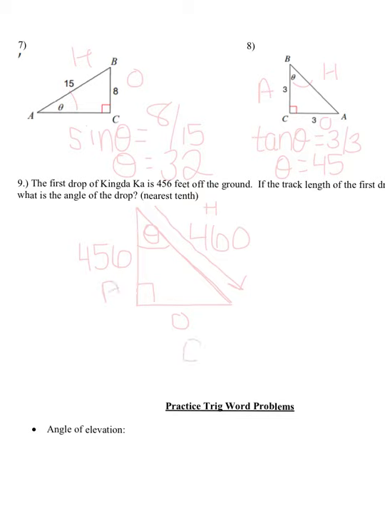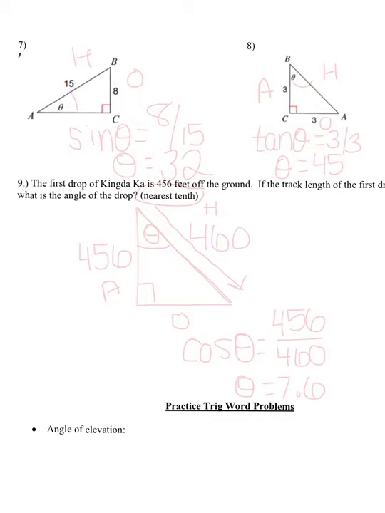Okay, so we're going to do the cosine of theta is equal to 456, adjacent, over hypotenuse, over 460. So we get theta equals 7.6. Again, you're going to hit second cosine 456 divided by 460. It says round to the nearest tenth, so you get 7.6.